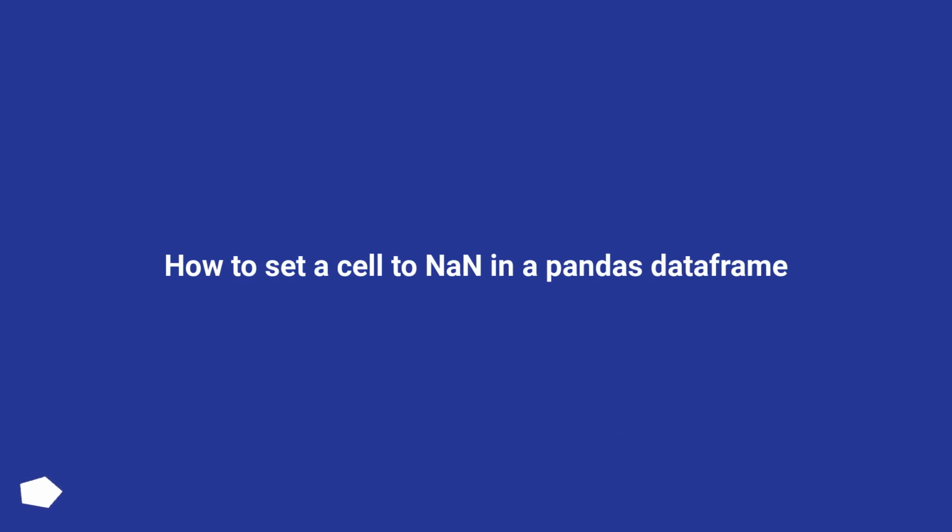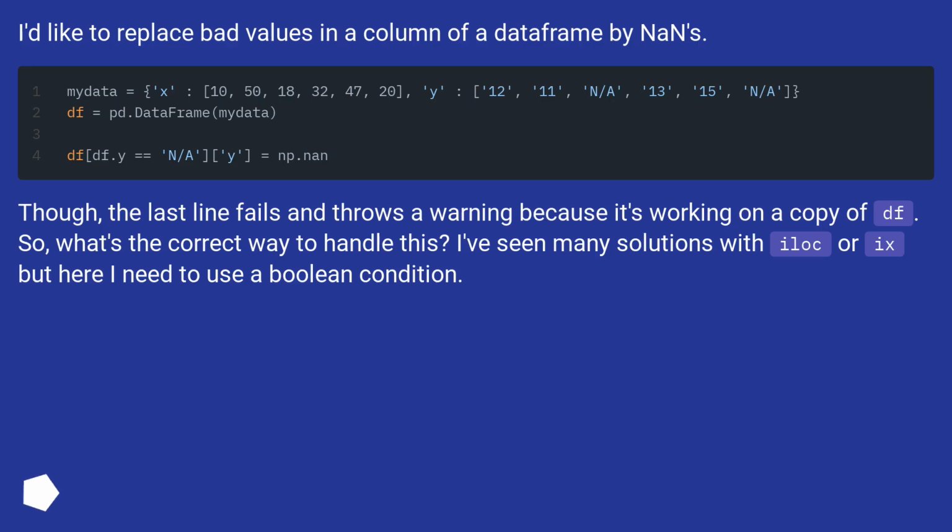How to set a cell to NaN in a pandas data frame. I'd like to replace bad values in a column of a data frame by NaNs. Though, the last line fails and throws a warning because it's working on a copy of df. So, what's the correct way to handle this? I've seen many solutions with iloc or NaN, but here I need to use a Boolean condition.